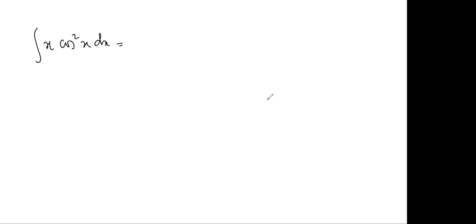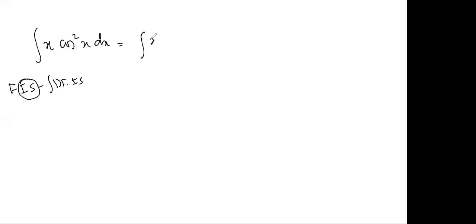Now, how to do this problem? You need to always check whether the second function is integrable or not. If the second function is not integrable, we cannot apply the formula because our formula is first function into integral of second minus integral of d of first into integral of second. So if you cannot integrate the second function, your method will fail. So first you will have to convert this function to be integrable.